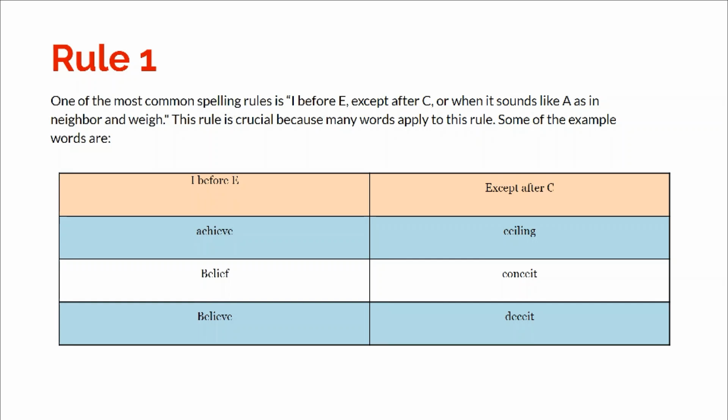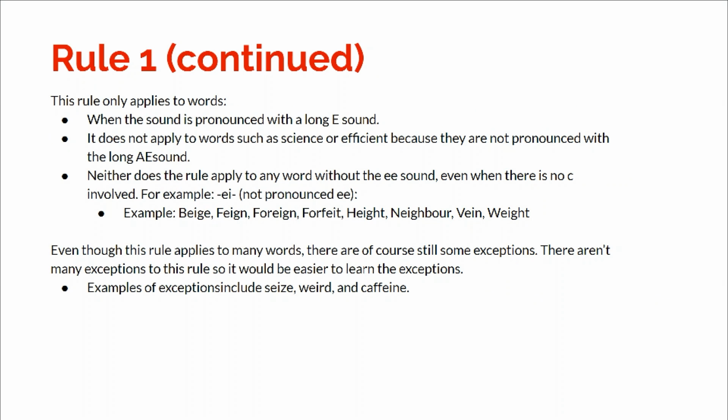So if you notice, normally it's going to be spelled I-E, but when it comes after C, it's going to be spelled E-I. However, this rule only applies to words when the sound is pronounced with the long E sound. It doesn't apply to words such as science or efficient because they aren't pronounced with the long E sound. Neither does this rule apply to any word without the EE sound, even when there is no C involved.